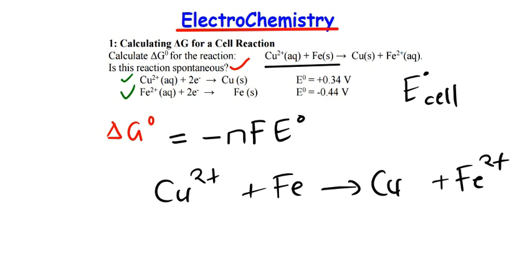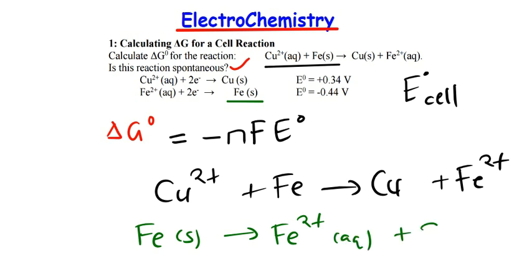They are both written in a reduction form, so we have to see which one will become the anode. If we observe and counter check, copper 2 plus is on the left, so that's okay. Now if you check iron 2, it's on the opposite side, so we have to reverse that half reaction. So we'll start with that instead. Iron solid gives us the iron 2 plus ions aqueous plus the 2 electrons.